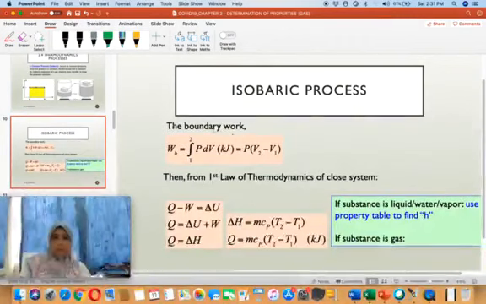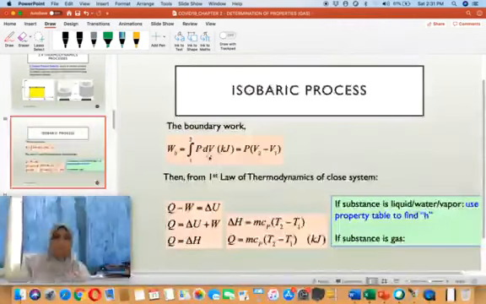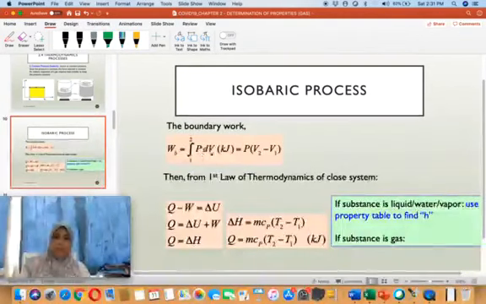The boundary work for an isobaric process, we still use this equation. WB is the integration from point 1 to point 2 of P dV. Since P is constant, we put P outside the integration and we only integrate dV. Therefore, the equation becomes P(V2 minus V1). V is volume in meter cube.